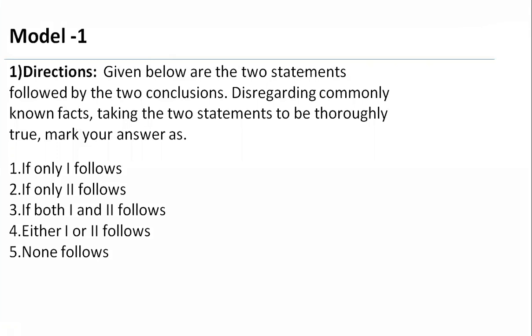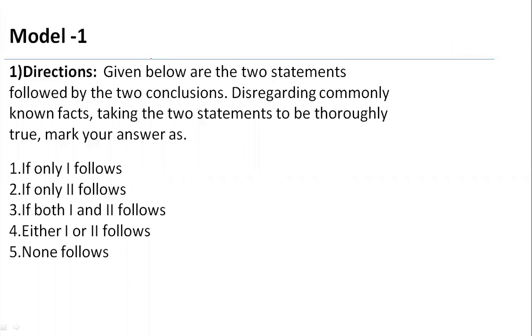Solving the syllogisms model 1 questions. Here are the directions. Given below are two statements followed by two conclusions. Disregarding the commonly known facts, taking the two statements to be thoroughly true, mark your answer. As I have told you already, you have to disregard the commonly known facts, consider that the statements are 100% true, and then derive the information from the statements.